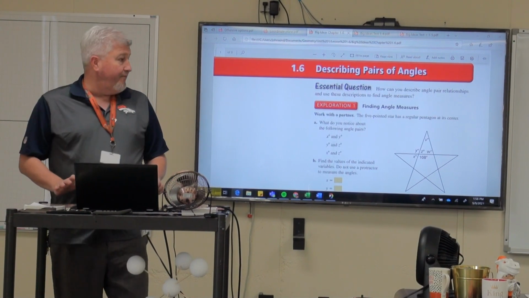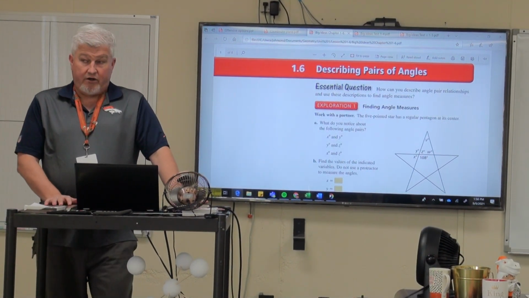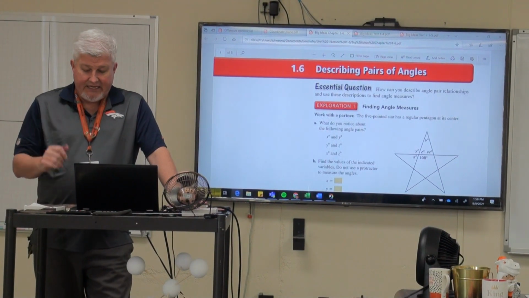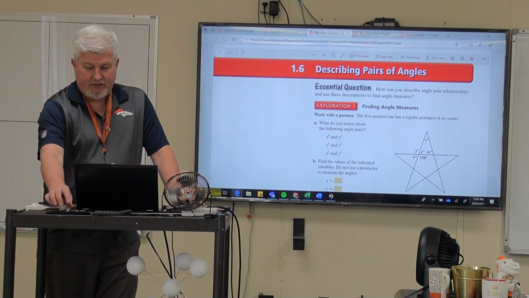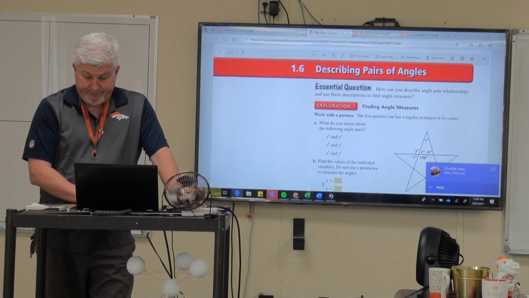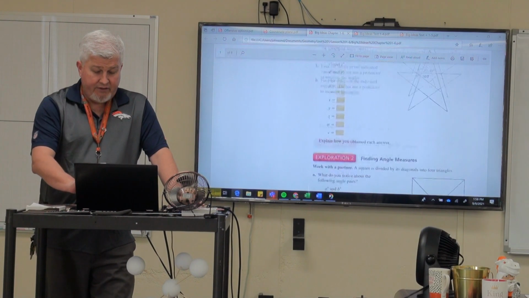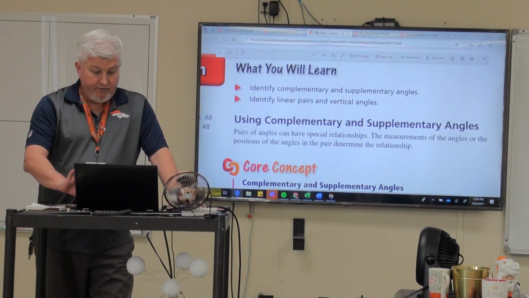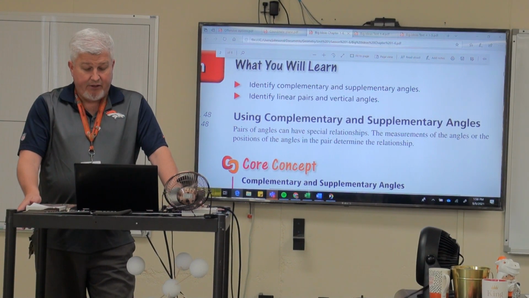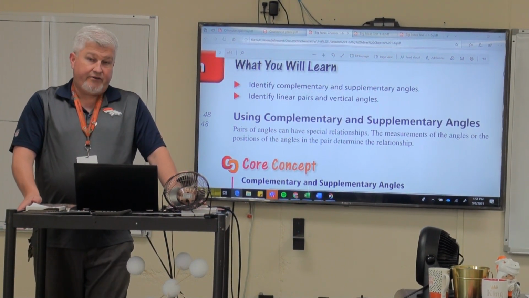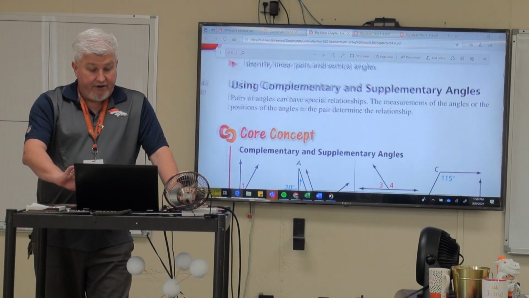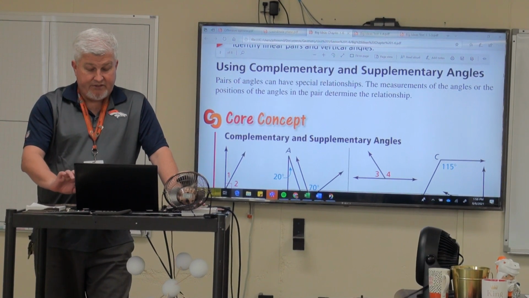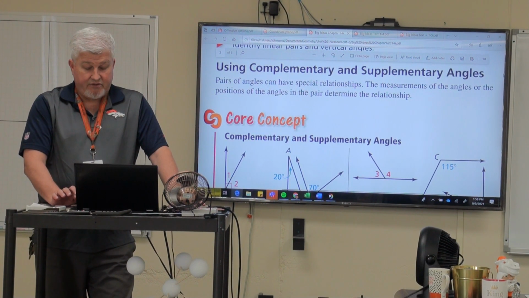All right, so hopefully as you can see on the board, our next chapter, which we are combining with the previous one, is 1.6, describing pairs of angles. Hopefully you found last chapter as easy as I anticipate you will. This one is not much harder, okay? What you will learn in this chapter is how to identify complementary and supplementary angles and identify linear pairs and vertical angles. Very straightforward. So, as you can read here, it says pairs of angles have special relationships. The measurements of the angles or the positions of the angles in the pair determine their relationship.